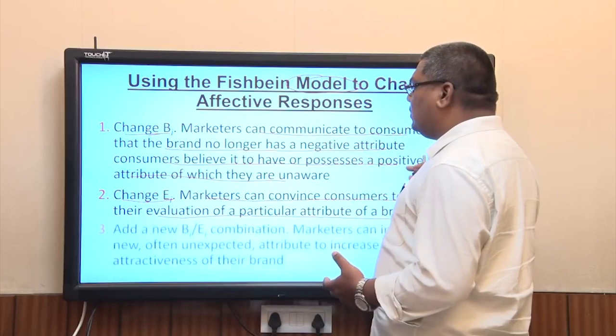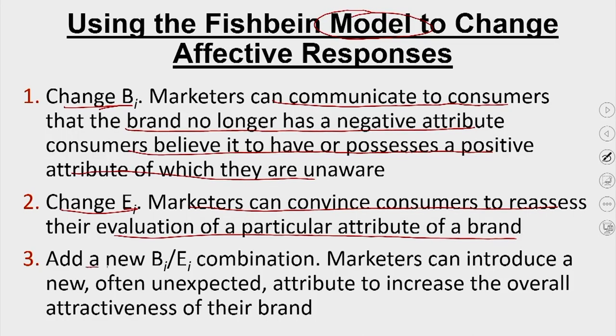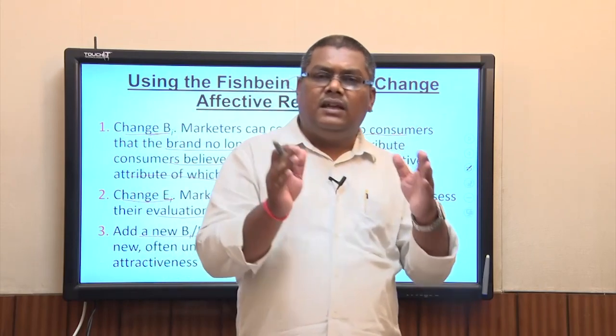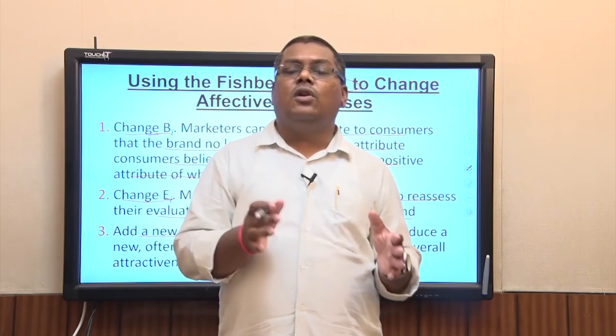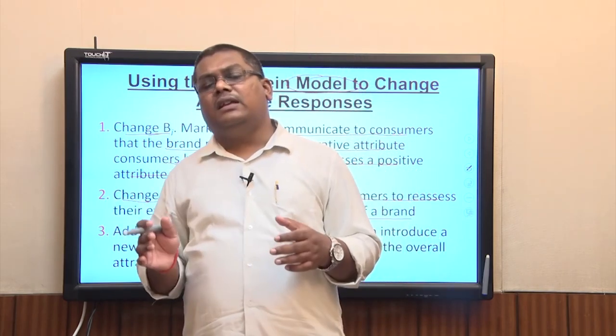The third way to change attitude according to the Fishbein model is to add a new Bi Ei combination. So come up with a new attribute which was not there earlier, for example, sales promotions or lucky draws, some kind of gift coupons, that kind of thing. Find out how much people believe that gift coupons or free offers are given by this particular radio station, or that celebrities are called in to this radio station, and how much desirability there is for this.